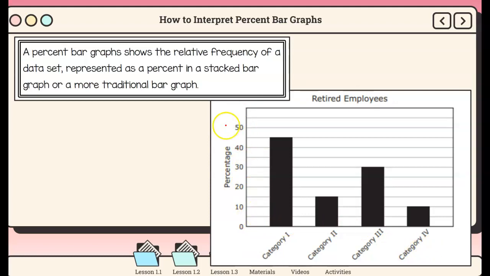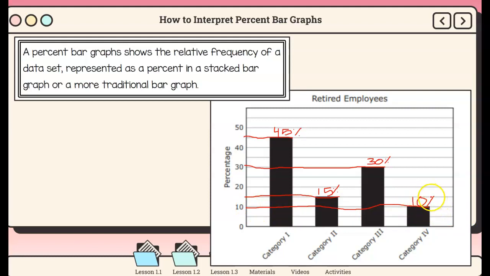So now, let's see, category 1 goes right here, and that's 45. So I can write category 1 is 45%. Category 2, right here. So I can see that's 15%. Category 3, right there. I can see that's 30%. And category 4, right here. I can see that is 10%.